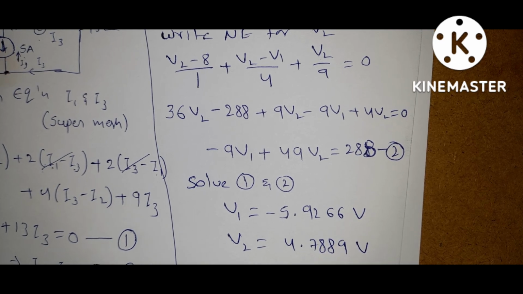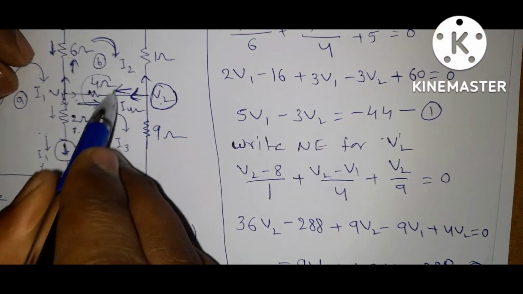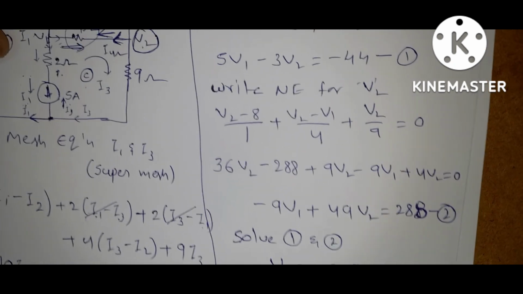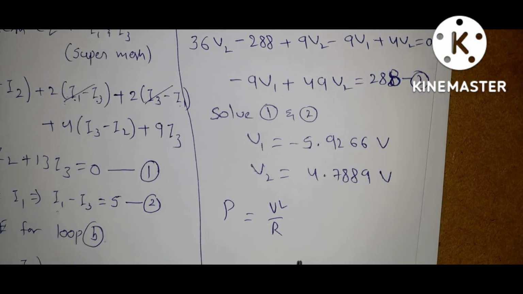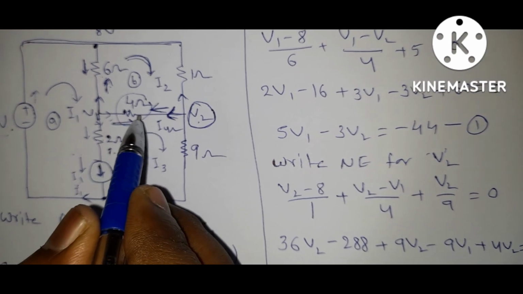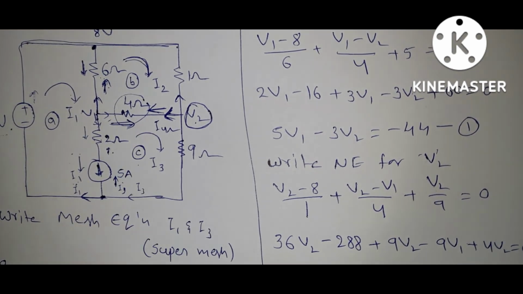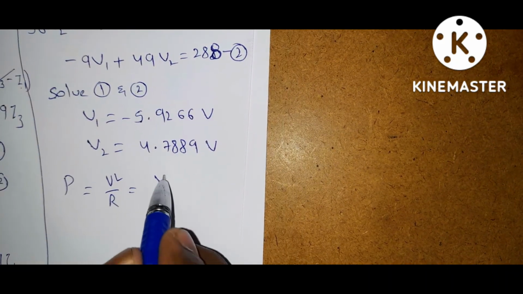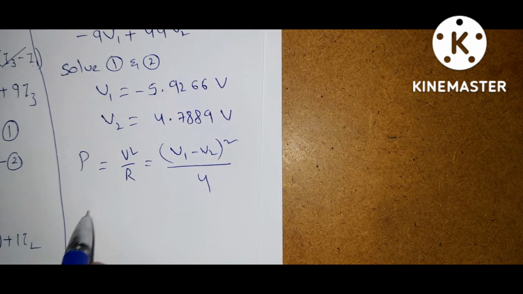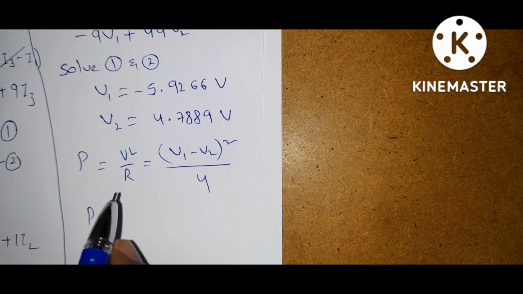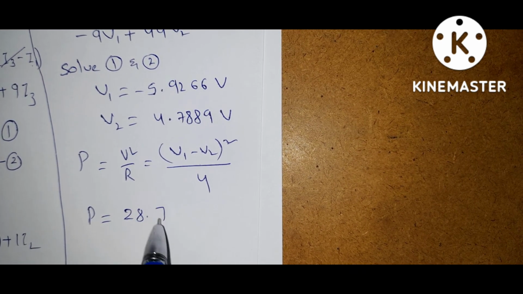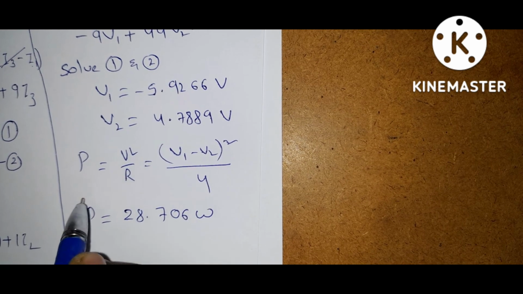Now the power dissipated by this 4 ohm is P is equal to V squared by R. The voltage across this 4 ohm resistor is V1 minus V2. So here it is V1 minus V2 whole squared by 4. If you substitute these values in this equation and solve, you will get power is equal to 28.706 watts.